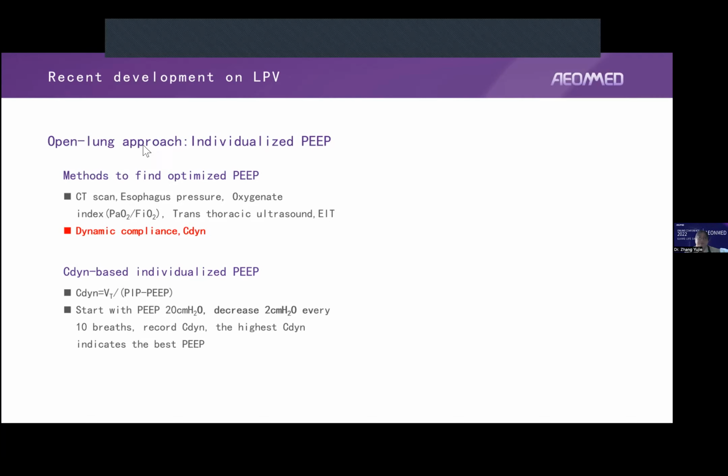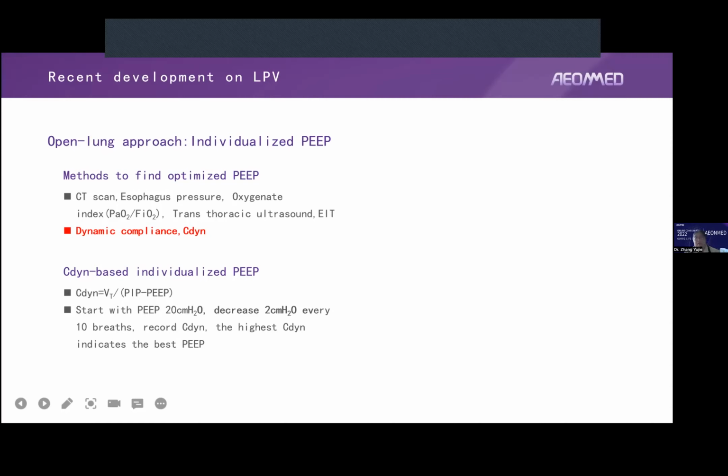To find the best PEEP using the dynamic compliance, we need to set the PEEP to 20 centimeters of water column first, and then decrease it by 2 centimeters every 10 breaths, and record the dynamic compliance. When the compliance starts to drop at a certain point, the PEEP before that is the best match.